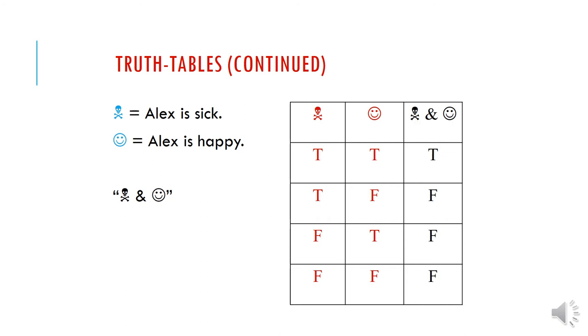Similarly, in row 3, we see that Alex is not sick, but it's true that Alex is happy. So, if we were to ask, is Alex sick and happy? The answer would be false, because in row 3, we have an F that represents Alex being sick. Similarly, in row 4, the last row, we see FFF. If it's false that I'm sick and false that I'm happy, it must be false that I'm sick and happy. So here we're just seeing how the reference columns can get us to the truth function of the complex proposition.